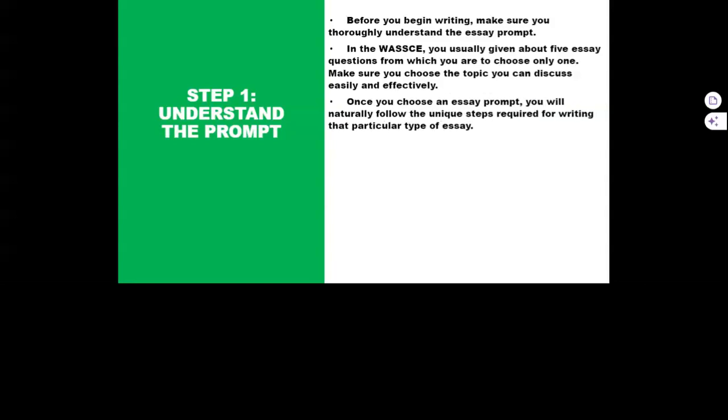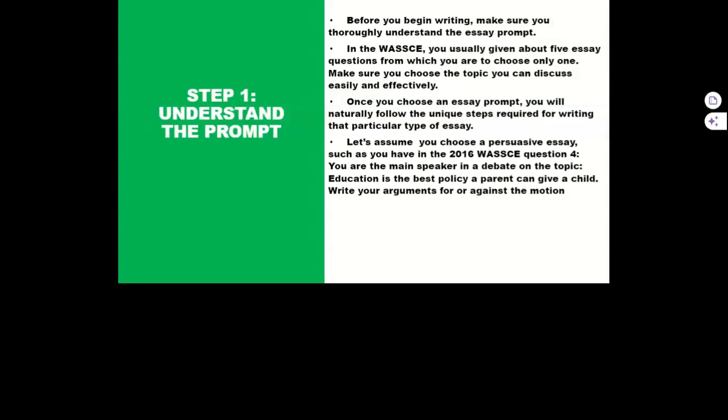Once you choose an essay prompt, or an essay topic or an essay question, you will naturally follow the unique steps required for writing that particular type of essay. For example, the steps required in writing a letter will be different from the steps required in writing an article, and that will also be different from the steps required in writing a story, for example.